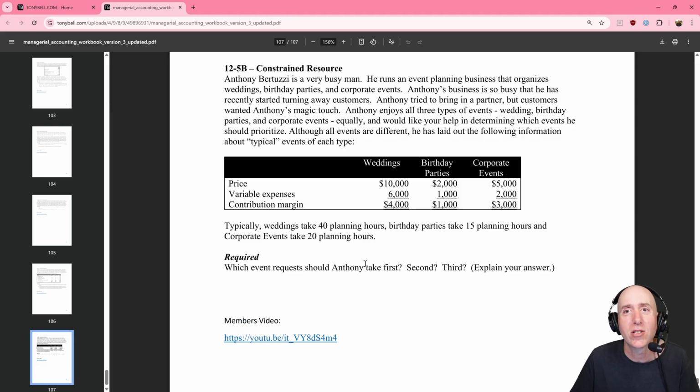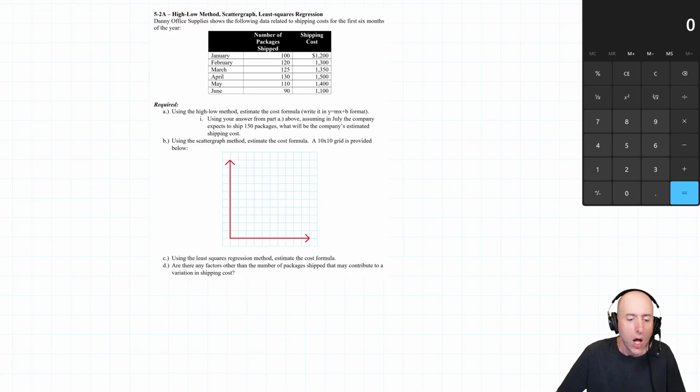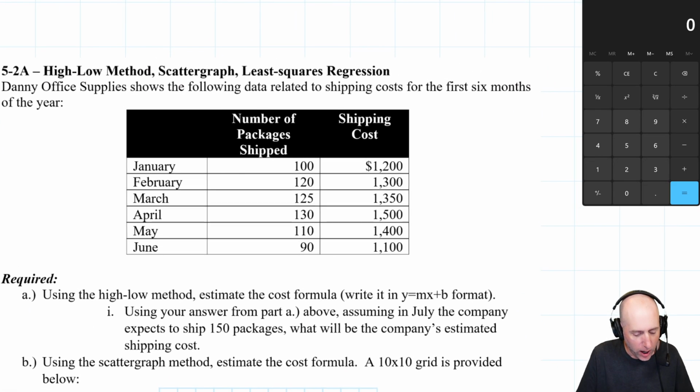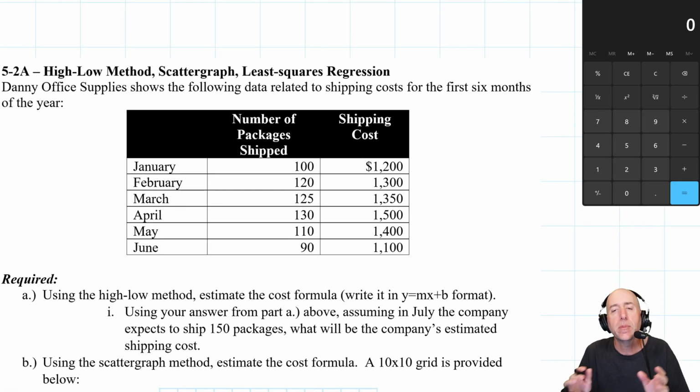All right, let's jump into today's exercise. Let's take a look at problem 5-2a. We're asked to do the high-low method, the scattergraph method, and the least squares regression method to deal with cost data. Now, something interesting and challenging, this is the challenge of module 5: we have this cost information and it's a little bit all over the map.